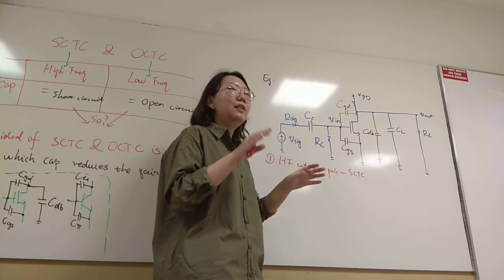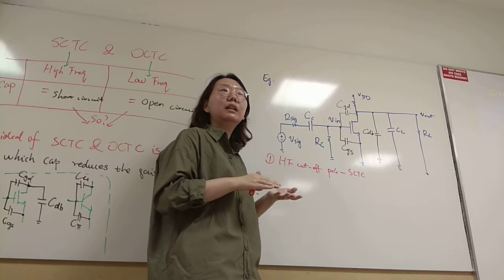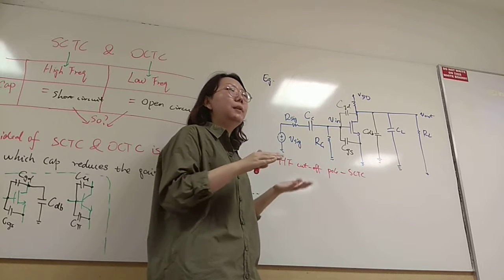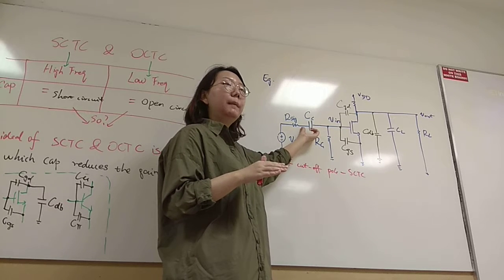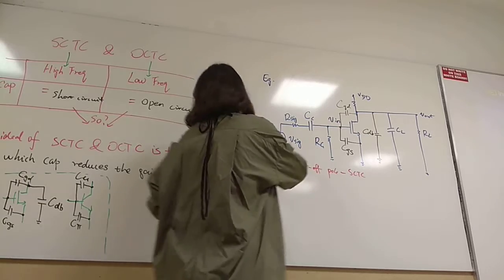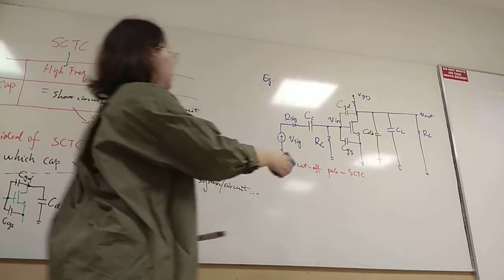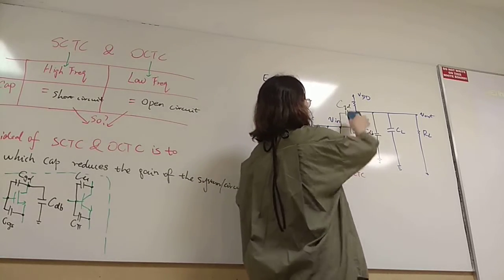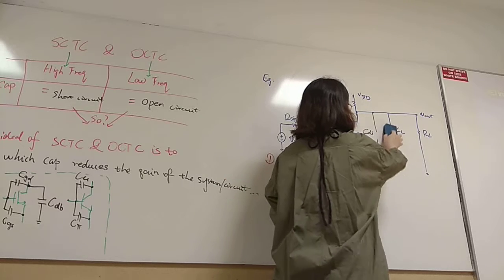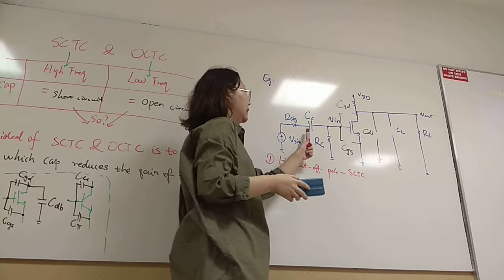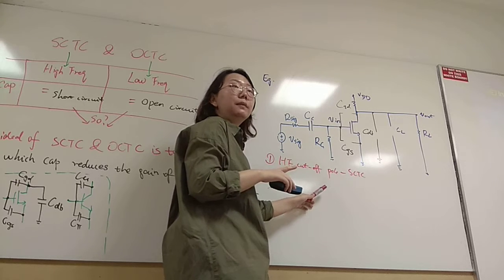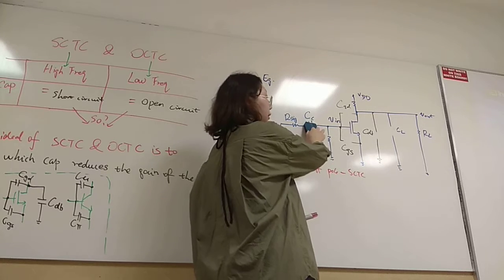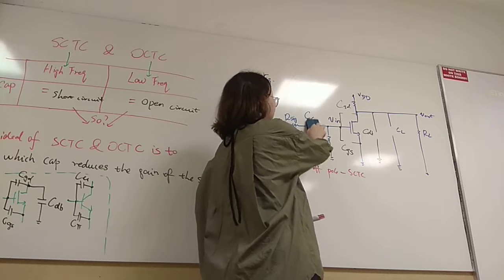Okay, and because now we are talking about what? High frequency. So in high frequency, a capacitor is like a short circuit, right? So after I take out all the other capacitors, I only have my CC. And because we are talking about the high frequency cutoff, I short my CC. Okay?